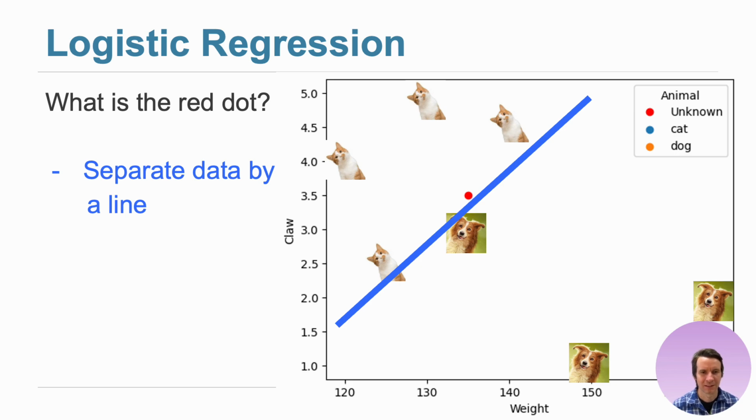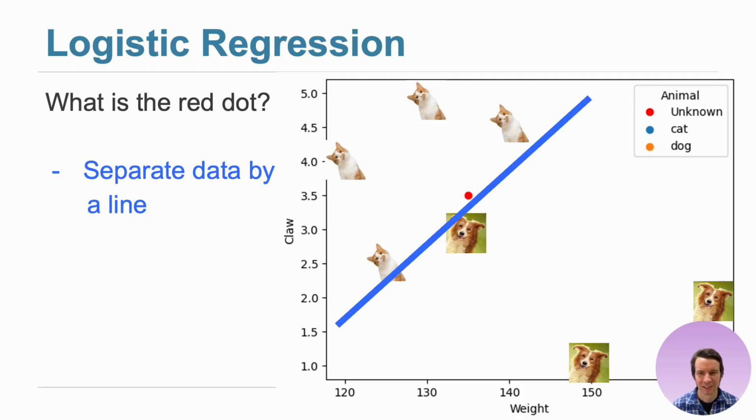Next thing, the classifier is a logistic regression. What it is trying to do is separate the data by a line. It tries to put a line and put the cats on one side of the line and the dogs on the other side of the line. And then the unknown point will be on one side of the line, either with cats or with dogs, and that's how you classify.